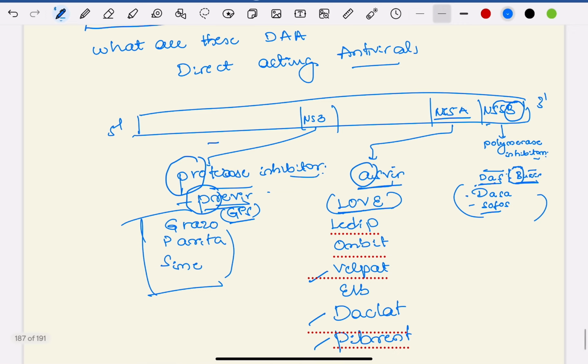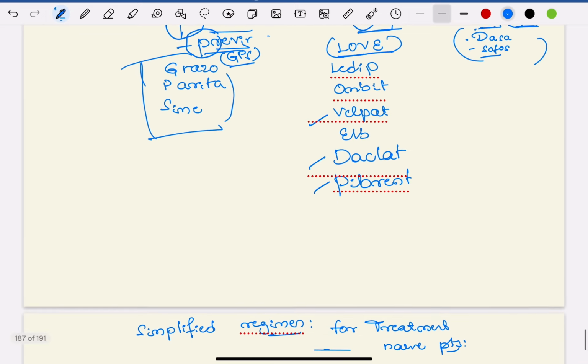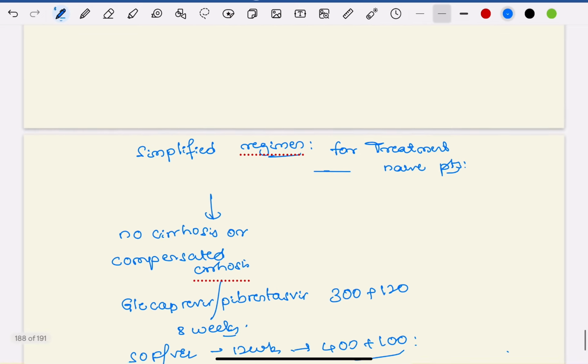Now we know about the drugs. We have these drugs in our armamentarium. Then what are the regimens that are approved or recommended? How to use these combination drugs and treat these patients? So what the latest recommendations tell is we have to use a simplified regimen. So what is this simplified regimen?